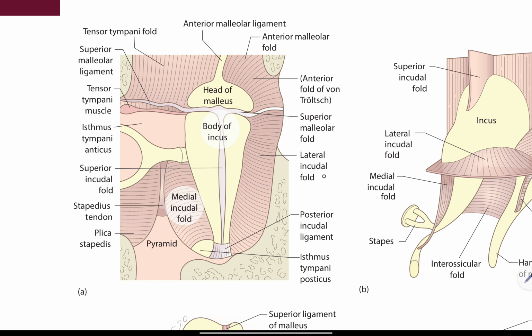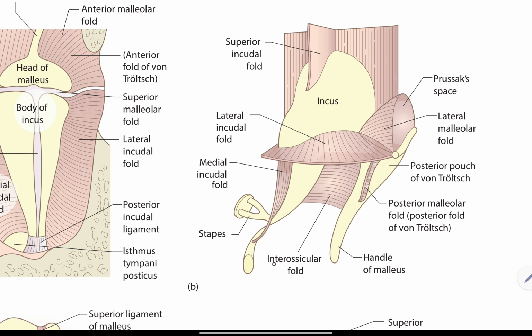Figure B, posterior superior and lateral view of the right middle ear. Superior incudal fold, lateral incudal fold, medial incudal fold, stapes, interossicular fold, handle of malleus, posterior malleolar fold, posterior fold of von Troltsch, posterior pouch of von Troltsch, lateral malleolar fold, Prussak's space.